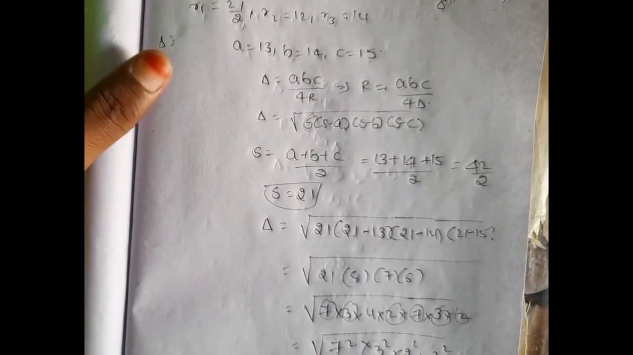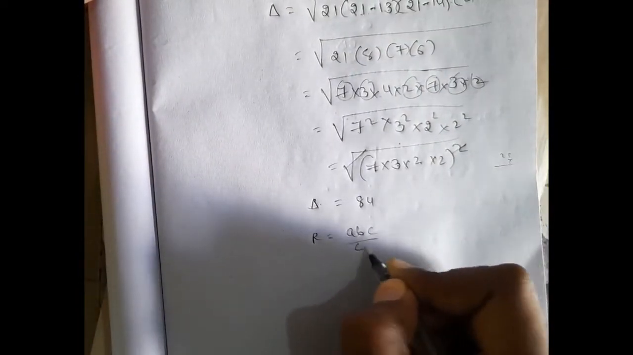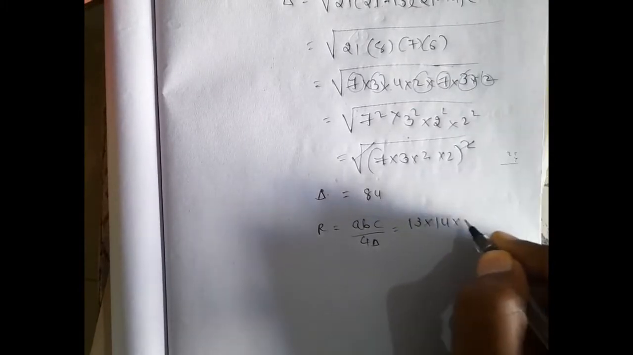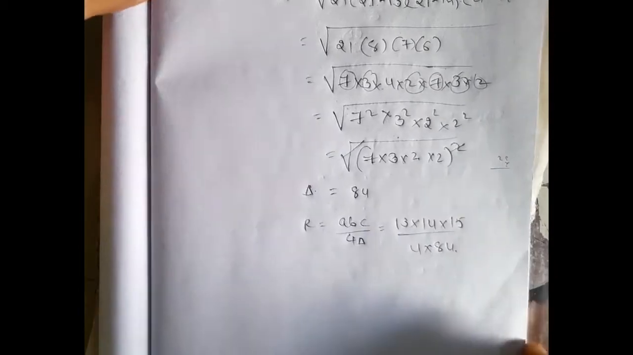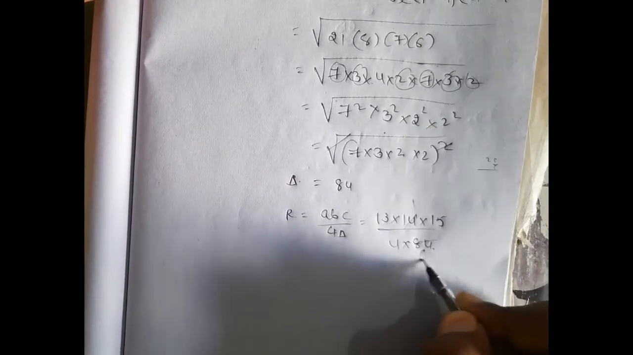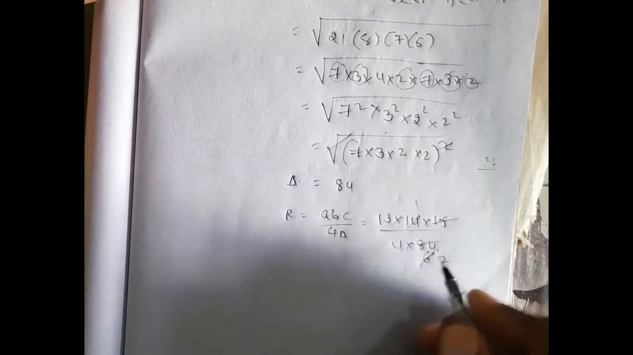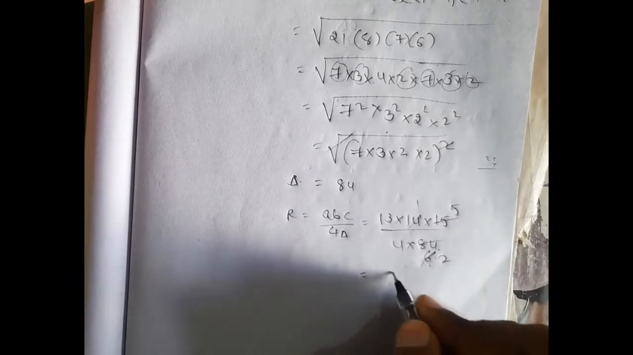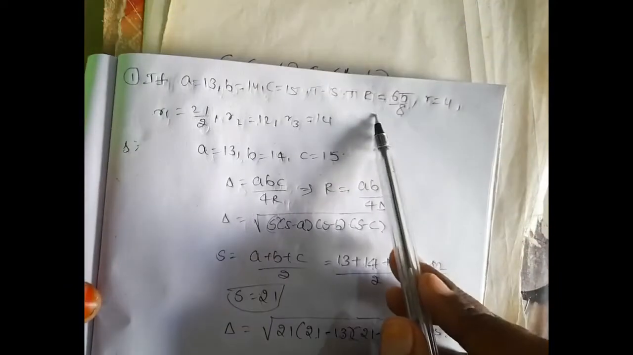So what do we have to prove? R. Now R equals abc by 4 delta. a is 13, b is 14 and c is 15, over 4 into 84. Cancelling the 14 with the 84 in the 6 table, and the 2s and 5s, we get 65 by 8. So R equals 65 by 8. We got the value of R.